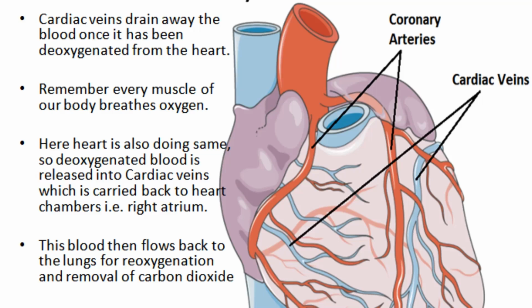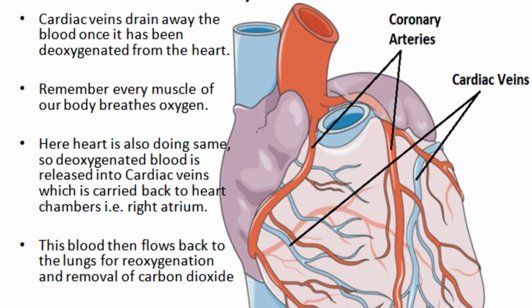Friends, remember, every muscle of our body breathes oxygen. Here, the heart is also doing the same. So deoxygenated blood is released into cardiac veins, which carry it back to the heart chambers, that is the right atrium. From here you can see these blue colored cardiac veins indicated. From here it will go back to the heart chamber, that is the right atrium.